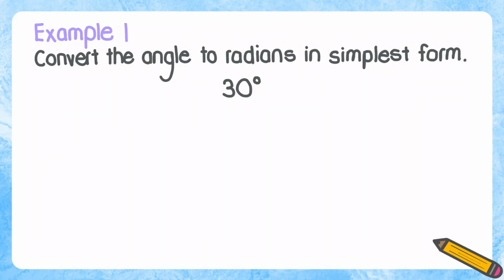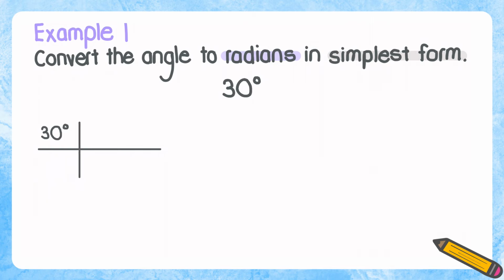For our first example, we're going to convert 30 degrees to radians and write it in simplest form. So we're going from degrees to this new unit, radians, and we have to make sure at the end that it's in simplest form. So we have to make sure to reduce. So let's set up our T-chart. We start with 30 degrees.